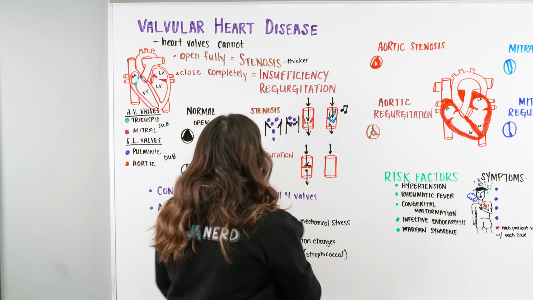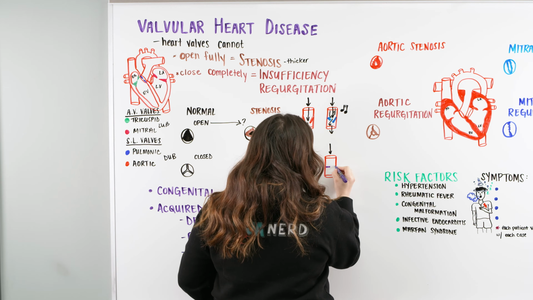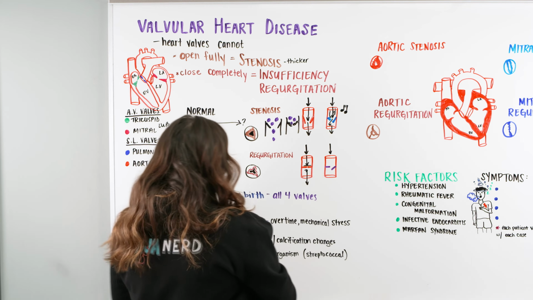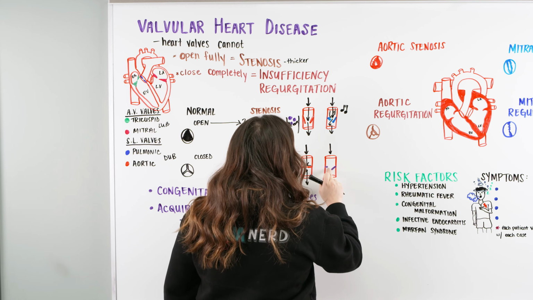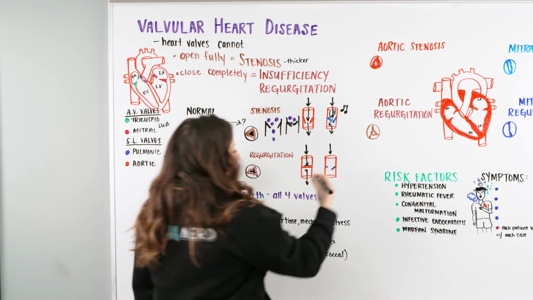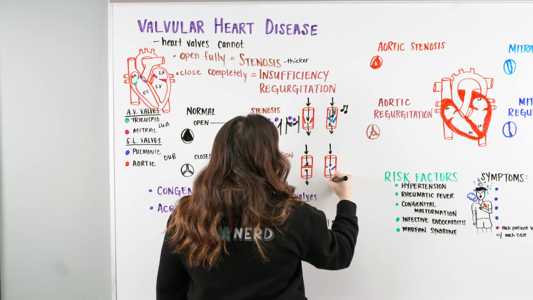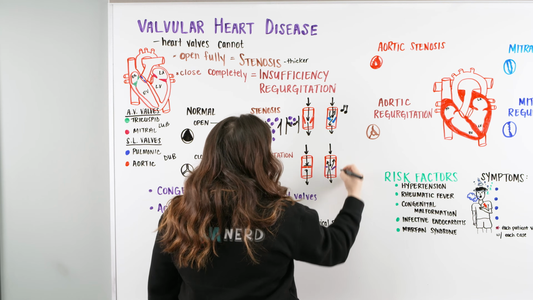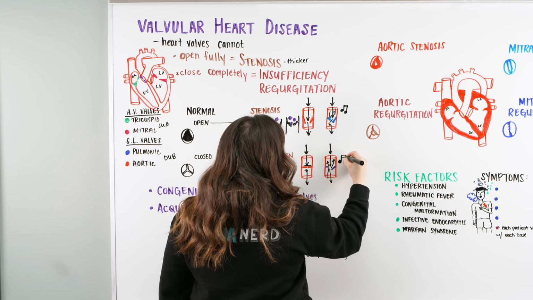But this valve is now not closing properly. So if you picture this valve didn't quite make it, or the gap is really big, maybe we'll make this a little bigger gap because the valve's having some other issues. And now this blood that has gone through has a chance to also backflow. And again, we have a sound here. We have some type of murmur occurring.